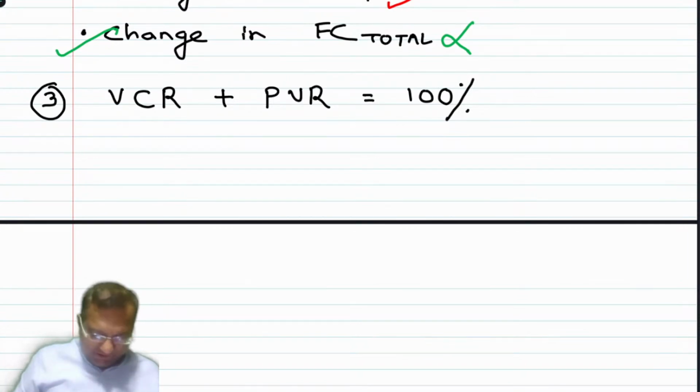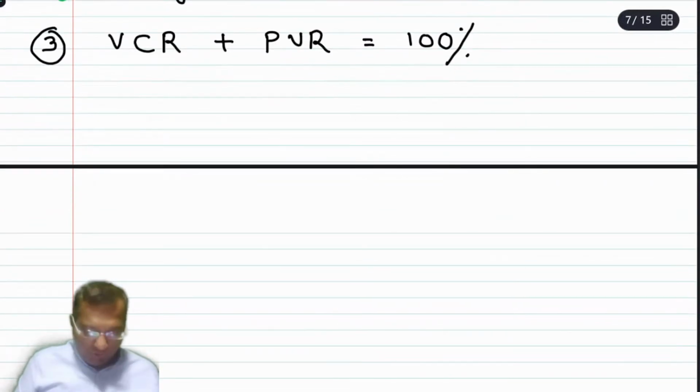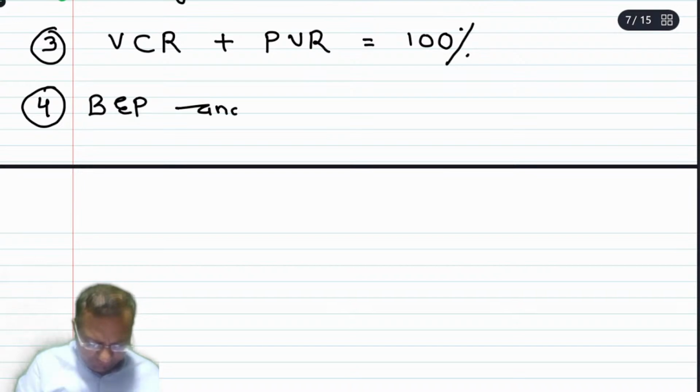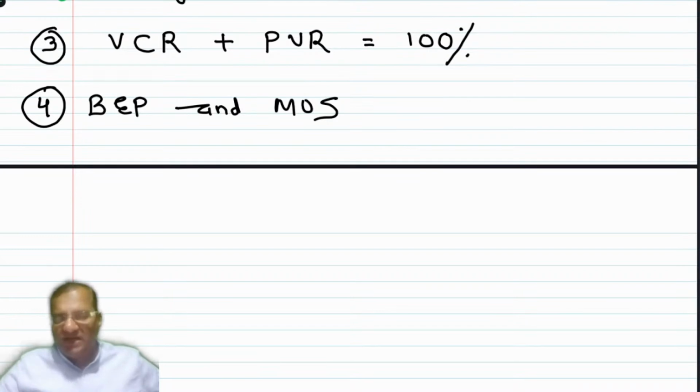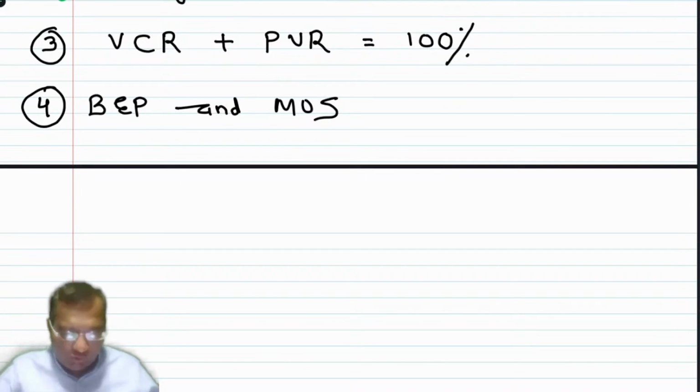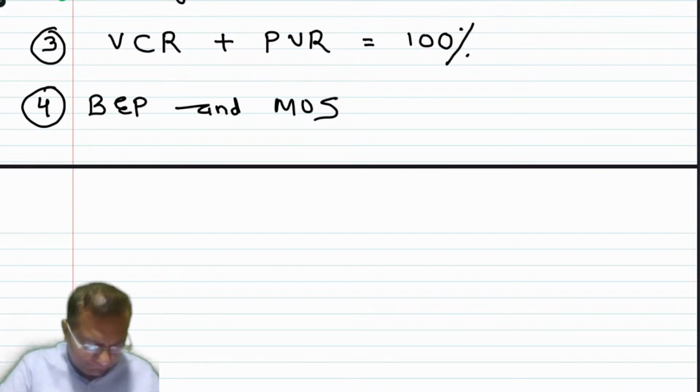Two more basics are there now regarding the break-even point and margin of safety. Can you please tell me, beta, what do you mean by margin of safety? BEP is very simple. The level of sale at which there is no profit, no loss. Can you please define the terminology margin of safety in your own words? I'm waiting for your answer. What is margin of safety?